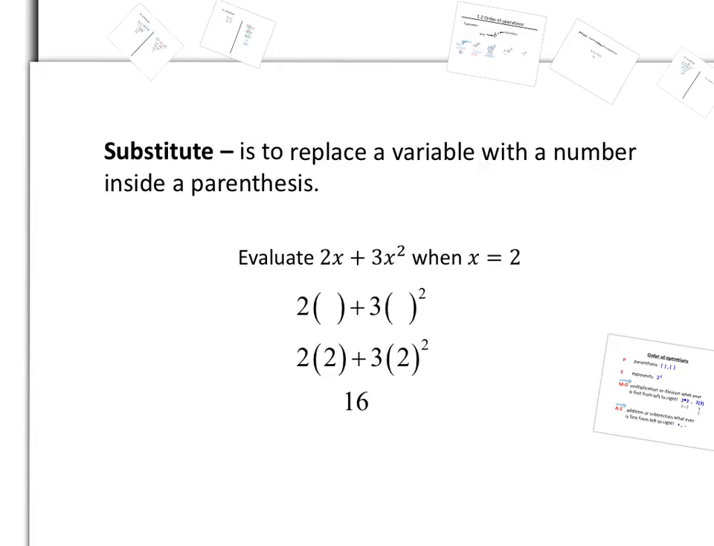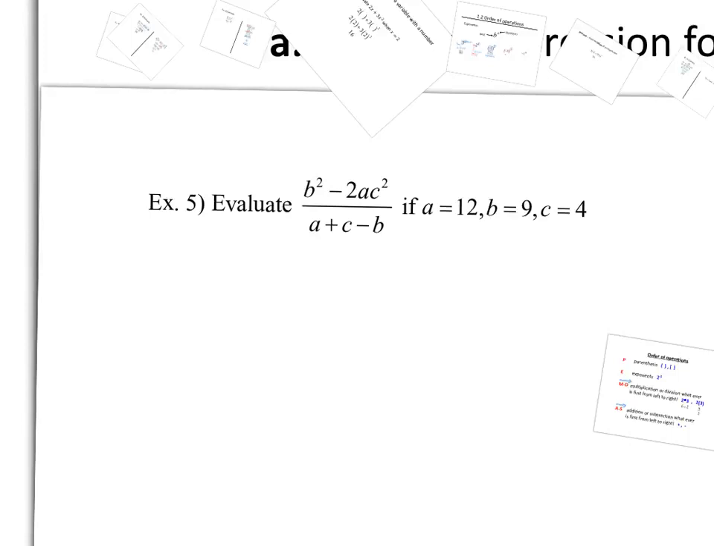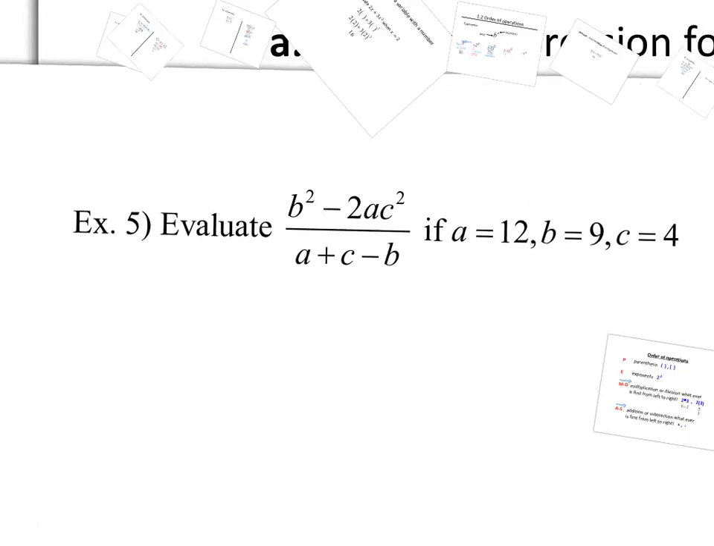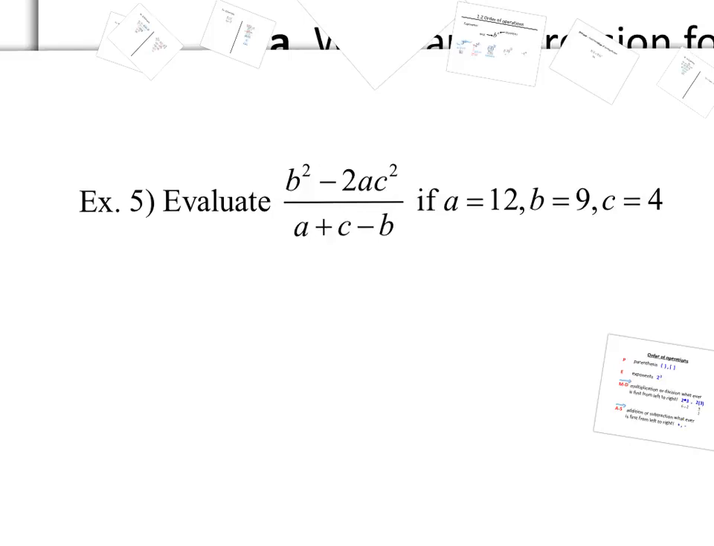So let's try substitution and evaluating. Remember, evaluating is just to find the value of the expression. All right, evaluating. So this one, it says here, evaluate. You have that expression right there. You have a fraction, and they say a equals 12, b equals 9, and c equals 4. So let's go ahead and substitute first. So I'm going to make my division line, the fraction line right there. The b, I'm going to make it a parentheses, and I put the square outside. So let's go ahead and look at the b, and the value is 9. B equals 9. So I put a 9 inside of the parentheses. I have the minus 2.